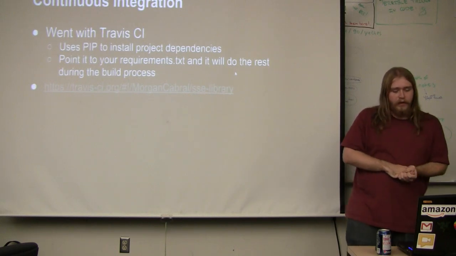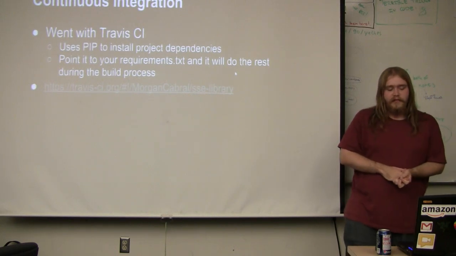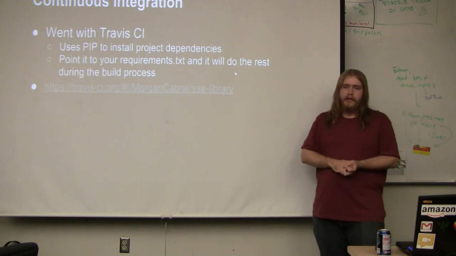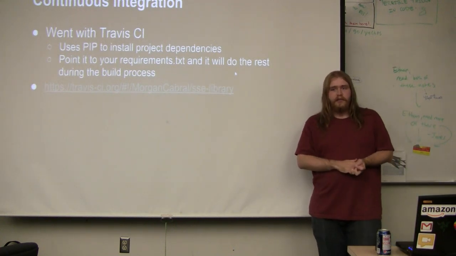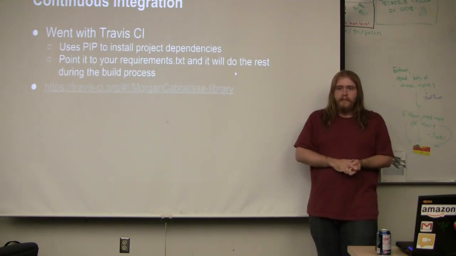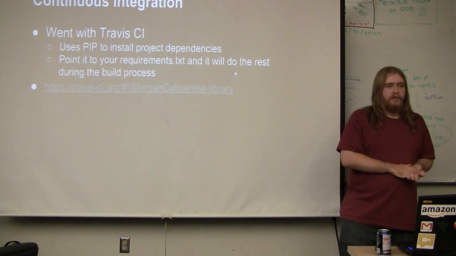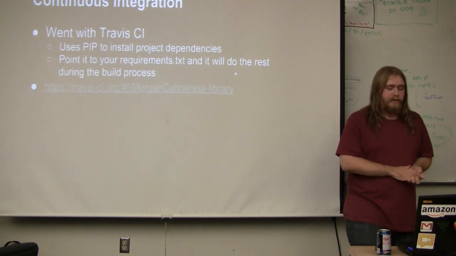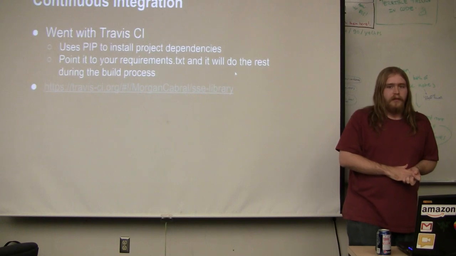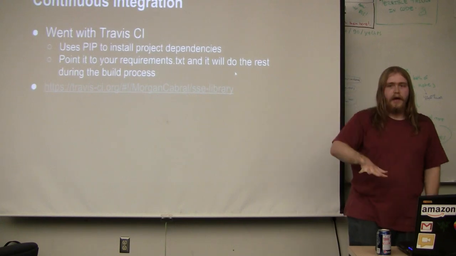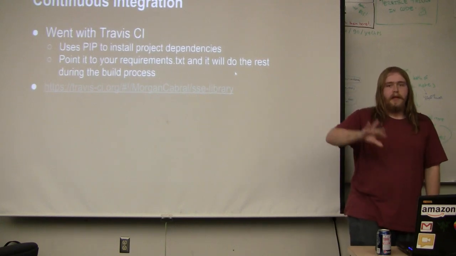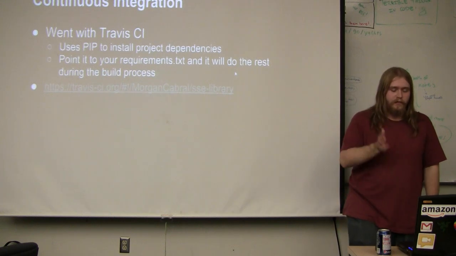But getting back to the point, with Travis CI, what it will do for Python projects is, internally it uses PIP. In a config file, you tell it where your requirements.txt file is, and when it's doing a build, it will pull down your requirements, and then it'll run your project's unit tests for you.